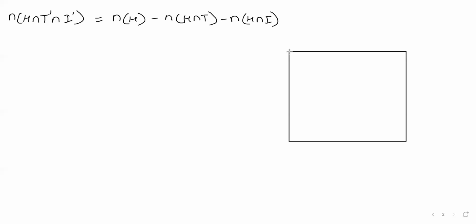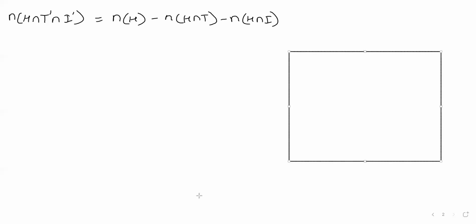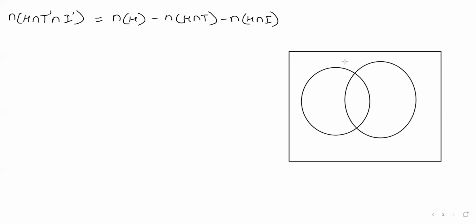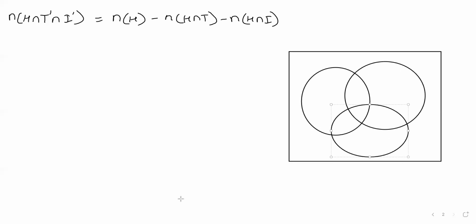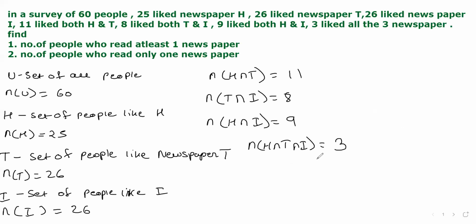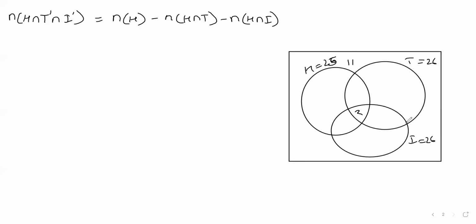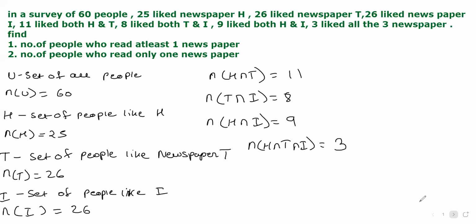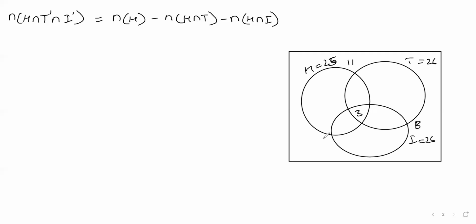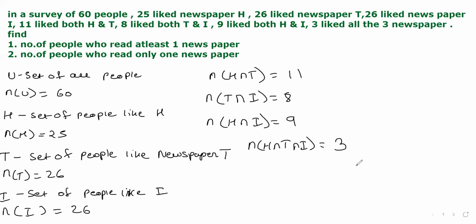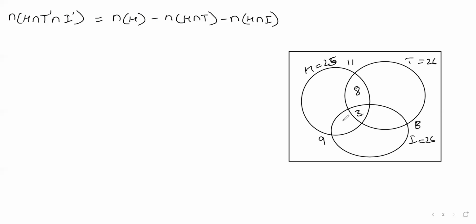देखो, अगर ये है मेरा टोटल न्यूज़पेपर पढ़ने वाले लोग, ये है H, ये है T और ये है I. 25 है जिनको H पसंद है, 26 को T और 26 को I. ऐसे कौन है जिनको H और T दोनों पसंद है? ऐसे 11 लोग हैं और ये है 3. और ये T और I पसंद करने वाले 8 लोग हैं और ये है 9 लोग H और I पसंद करने वाले. और ये 3 है तो ये 8 हो गया, ये 6 हो गया, ये 5 हो गया. You want only this.